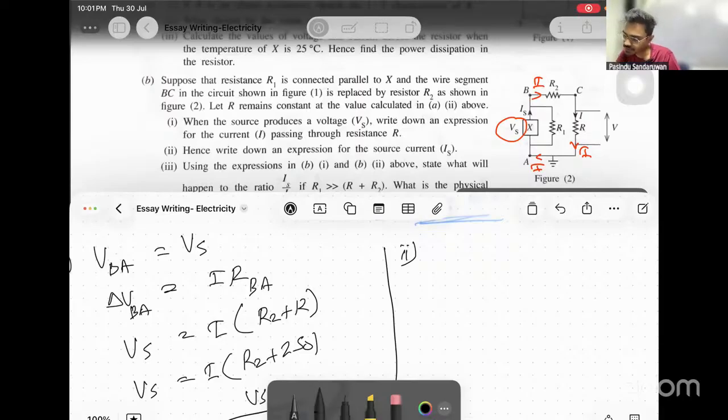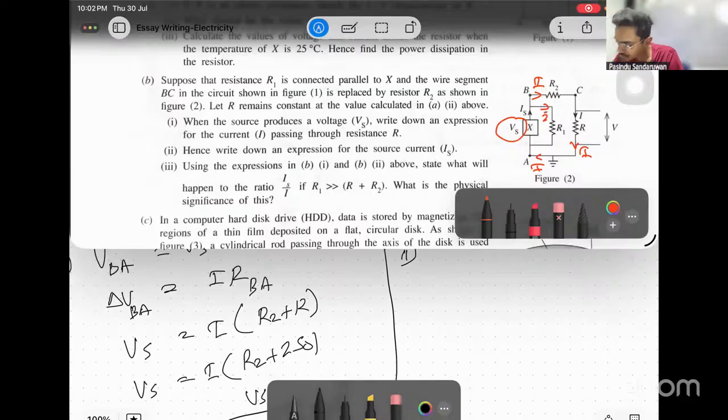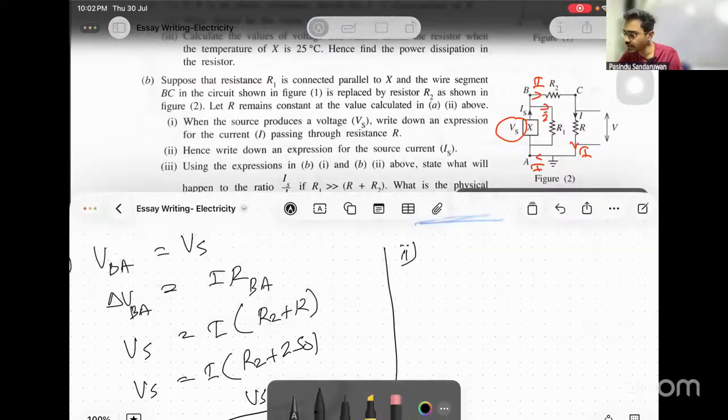Hence, write down an expression for the source current IS. Okay. Then IS is a sum of these two currents. Now let's assume the current flows here as simple line. First we can find simple line.